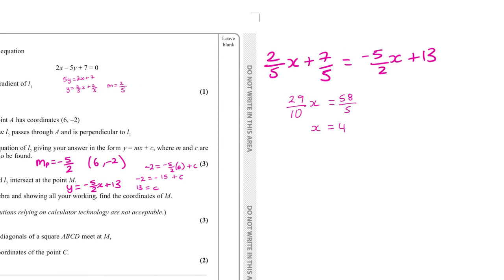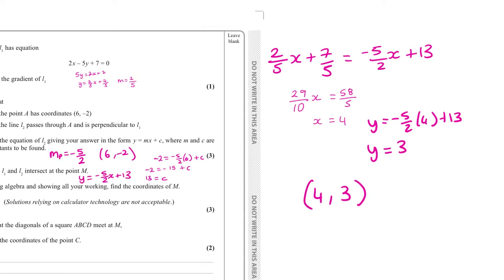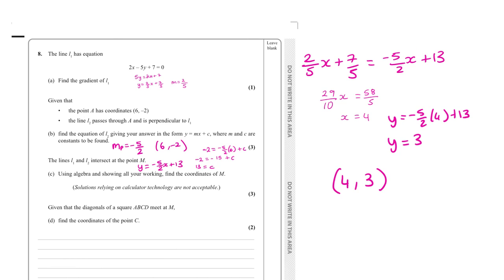Now, when x equals 4, y equals minus 5 over 2 lots of 4 plus 13. So y equals negative 2.5 times 4, which is negative 10, plus 13, which is 3. So we're going to get 4, 3 as the point M. And as you can see, am I right in coordinates? Yes, I am. Perfect.